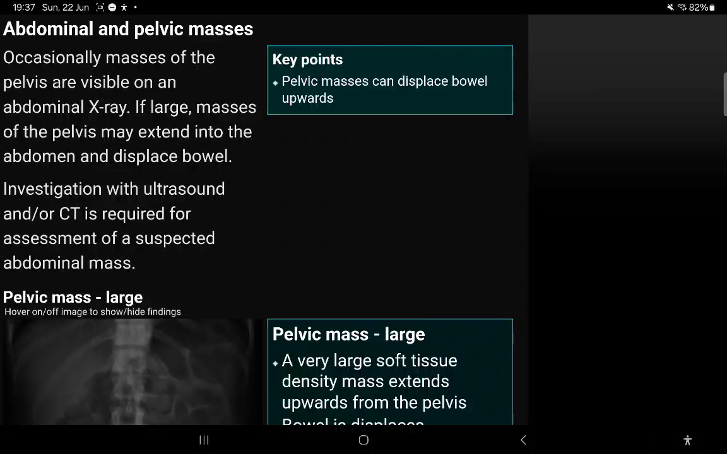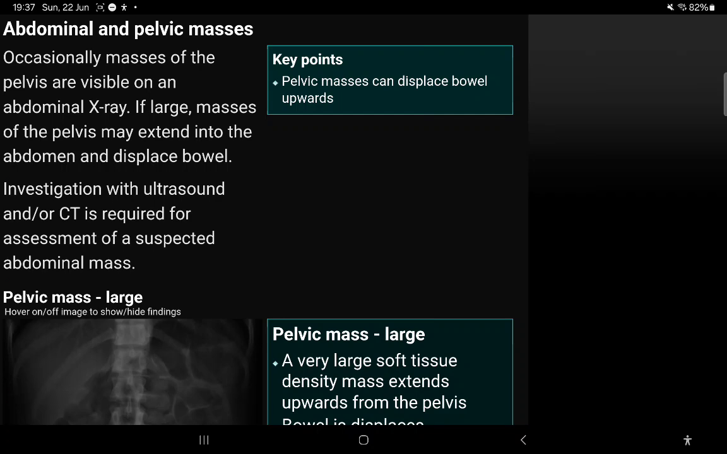Moving to abdominal and pelvic masses. Key point here: pelvic masses can displace bowel upward. This is a hint. Occasionally, masses of the pelvis are visible on an abdominal X-ray. Large masses of the pelvis may extend into the abdomen and displace bowel according to their size.